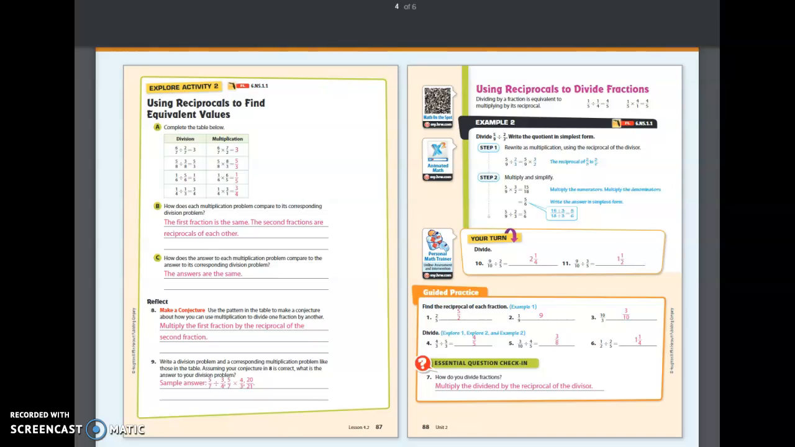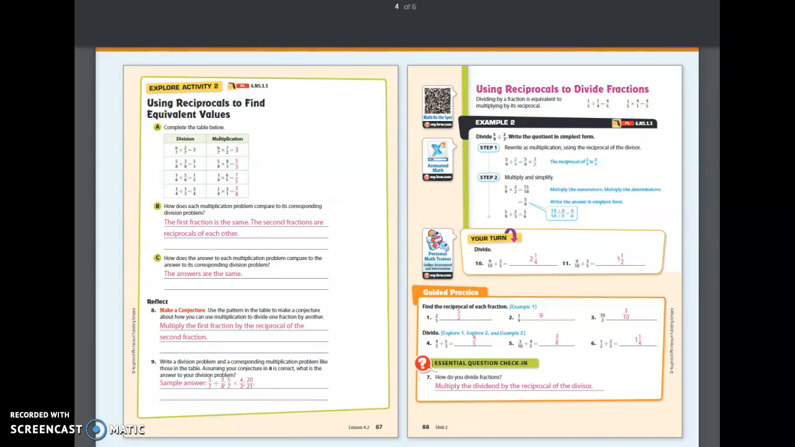Write a division problem and a corresponding multiplication problem like those in the table, assuming that your conjecture is correct. What is the answer to your division problem? So this is just a sample answer, but I could take 5/7 divided by 3/4. If I flip it over and do 5/7 times 4/3, I get an answer of 20/21. On the other side, using reciprocals to divide fractions, dividing by a fraction is equivalent to multiplying it by its reciprocal. So we're going to take a problem like 5/9 divided by 2/3, and we're going to rewrite it as a multiplication problem.